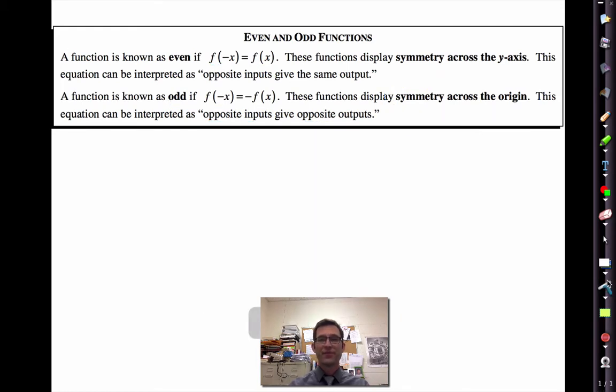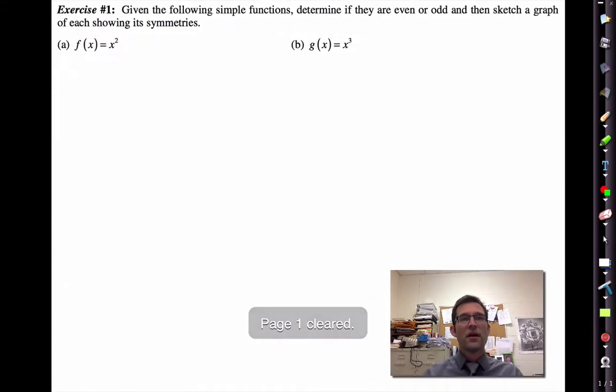All right, here we go. Exercise 1. Given the following simple functions, determine if they are even or odd, then sketch a graph of each showing its symmetries. These are probably pretty obvious because I've chosen literally the simplest functions I can think of. But given that I say figure out whether it's even or odd, that implies it's got to be one or the other.